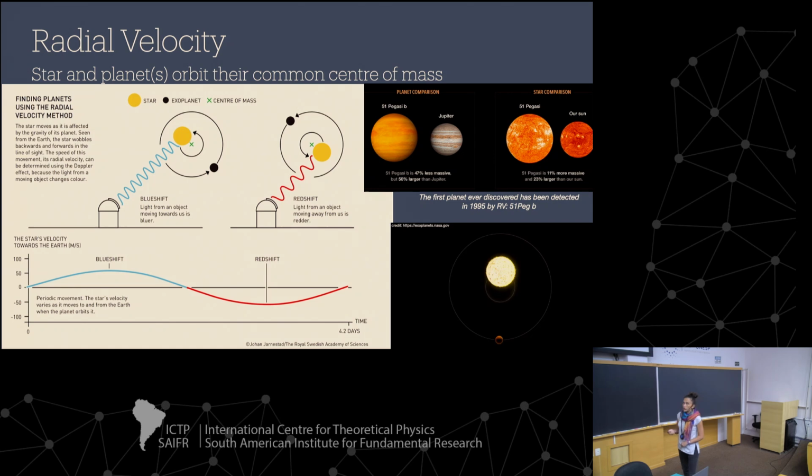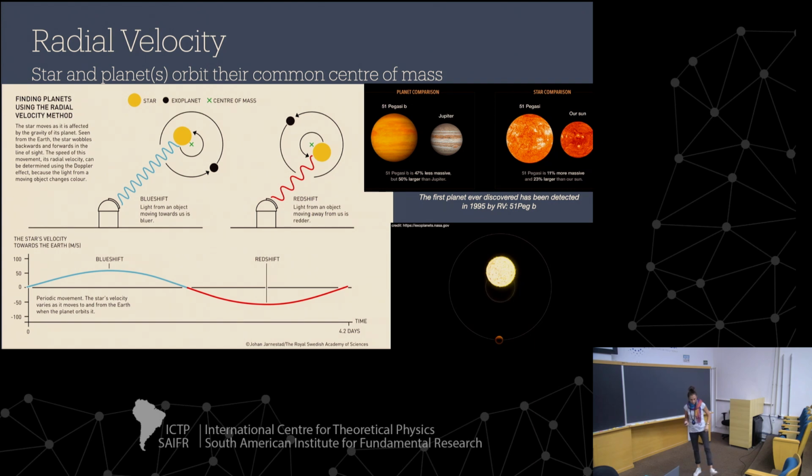So again, the first exoplanet, 51 Peg, was discovered by radial velocity. It was Jose, your PhD supervisor, that discovered it, right? Toulouse, right, okay.